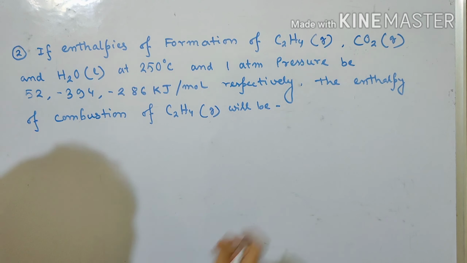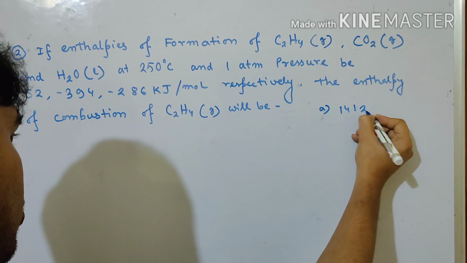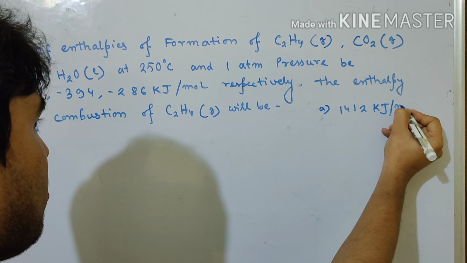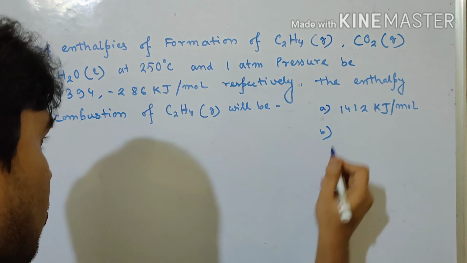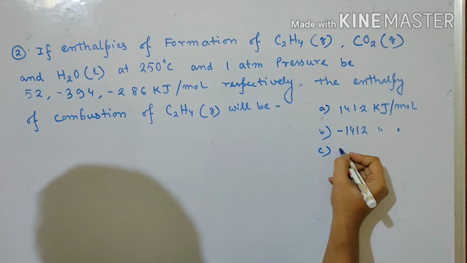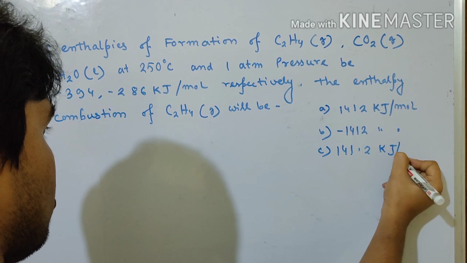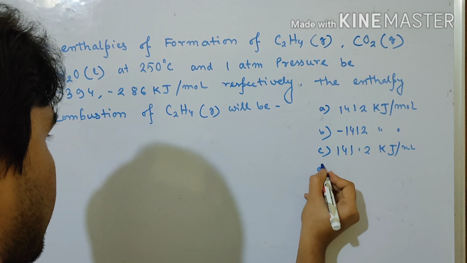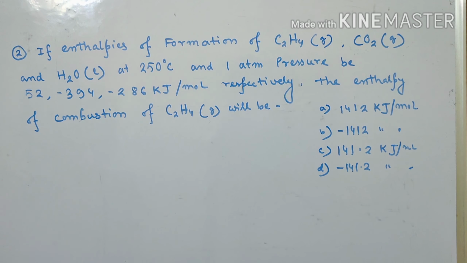I'm just writing the options on the extreme right hand side, that will be best. Option A is 1412 kilojoule per mole. Option B is minus 1412 kilojoule per mole. Option C is 141.2 kilojoule per mole, and option D is minus 141.2 kilojoule per mole. Anyway, forget about the option. Let us talk about the answer.